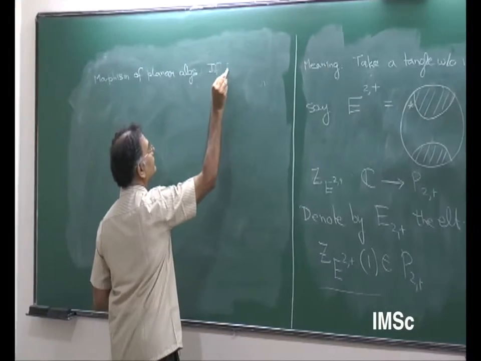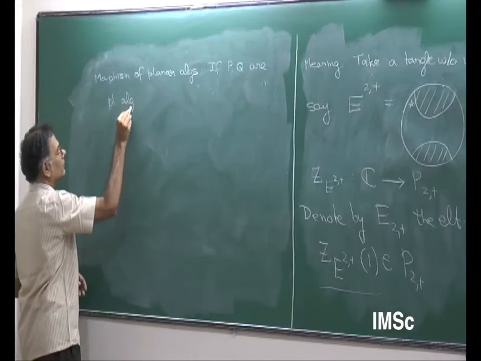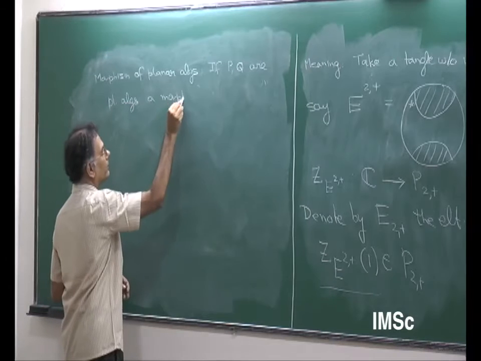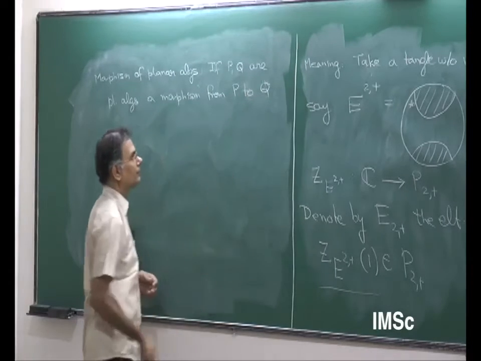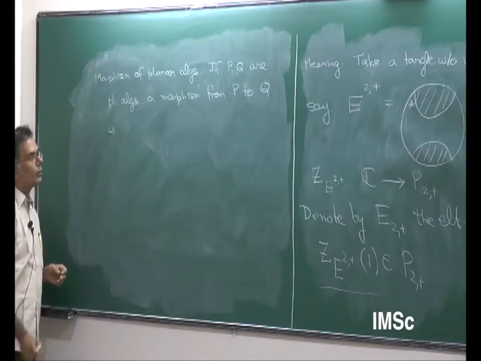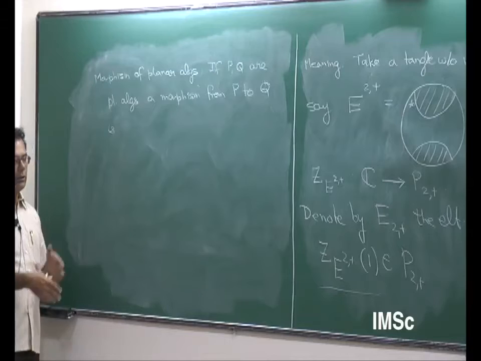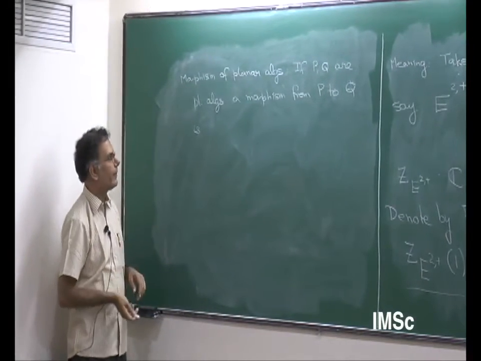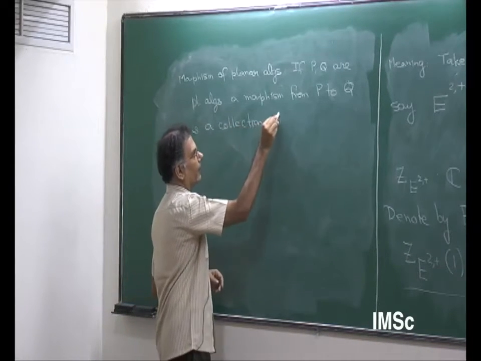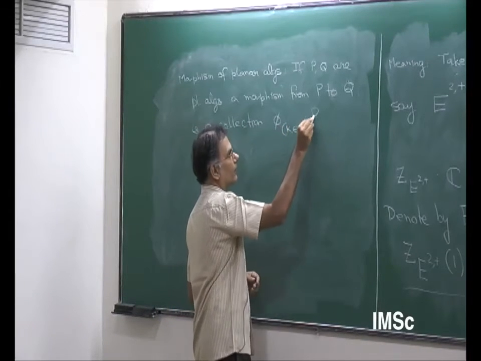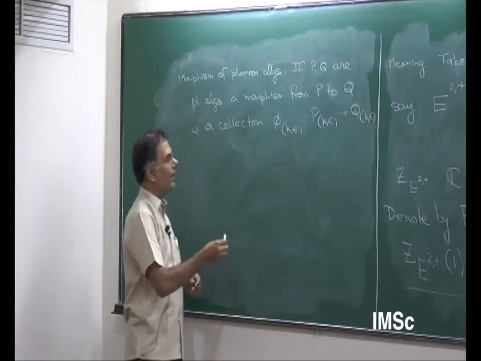If P and Q are planar algebras, a morphism from P to Q is what you would expect it to be. P is a collection of vector spaces indexed by color. Q is also a collection of vector spaces indexed by color. So for every color, you must have a map of vector spaces. So it is a collection phi k epsilon going from P k epsilon to Q k epsilon of linear maps.